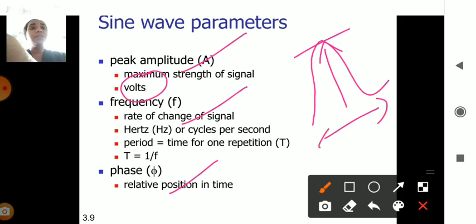Whereas the frequency of the signal is nothing but this: it is said to be time. In that time only, 1 by f is your frequency. In that time, how many cycles of the signal have been generated is calculated in hertz.